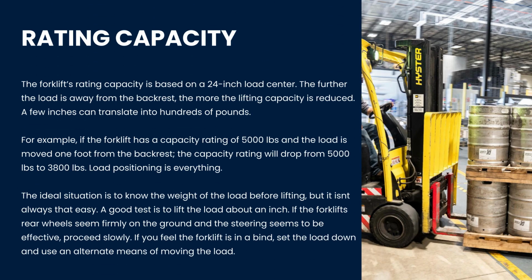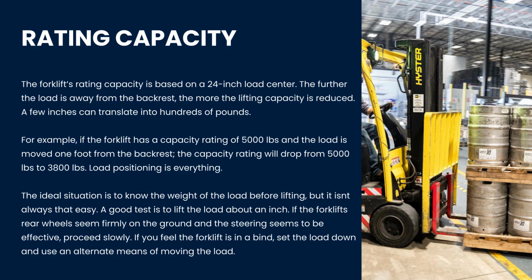A forklift's rated capacity is based on a 24-inch load center, and the farther the load is from the backrest, the more the lifting capacity is reduced. Even moving the load a few inches can reduce safe capacity by hundreds of pounds. For example, a forklift rated for 5,000 pounds can drop to 3,800 pounds if the load is moved 1 foot from the backrest.